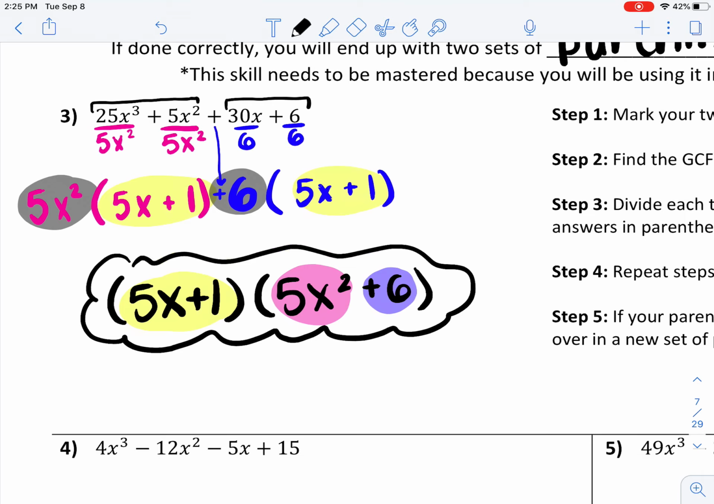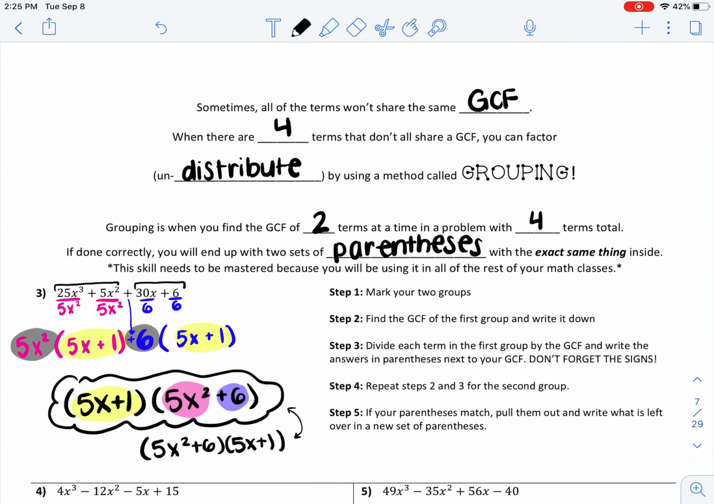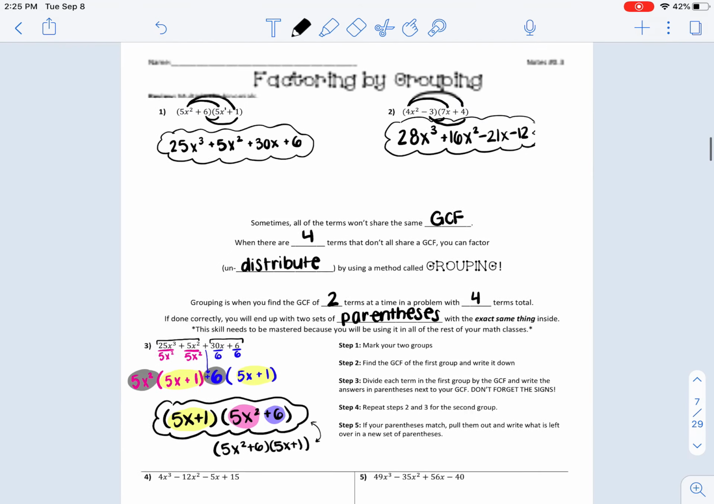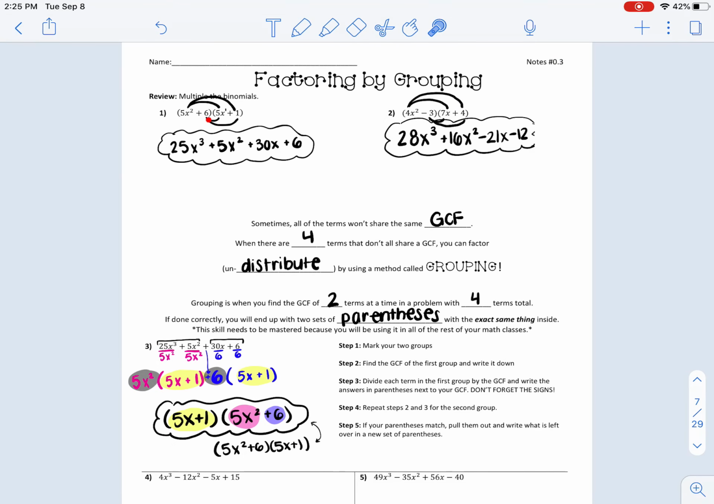The order of the parentheses does not matter, so you could also have 5x squared plus 6 and then the 5x plus 1. And these are the same thing. And you can check with the question at the top, number 1. Our answer from number 3 is the question from number 1, so we did it correctly. These are just opposites of each other. Distributing and factoring are opposites. That's why our answer for the first question is the question for number 3. And our answer from number 3 is the question from number 1, because they're opposites.